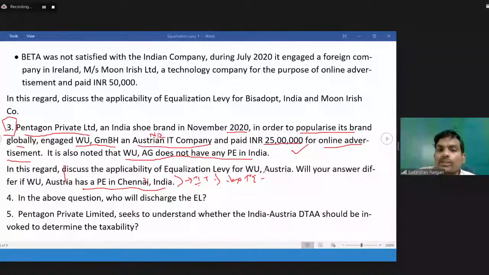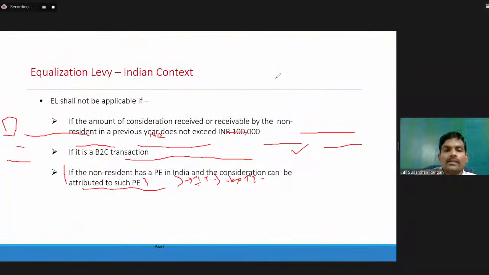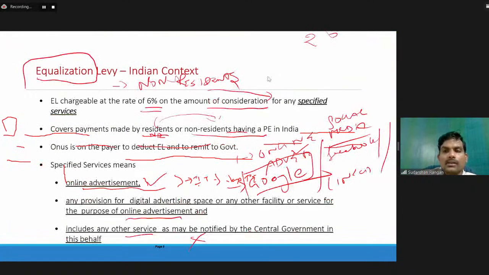So the idea is only to target them. If they have a PE in India, then I don't need to worry because I can always collect the tax from the PE. So therefore, keep this objective in mind. Since in the given case, the Austrian IT company does not have a PE in India, equalization levy will attract. So these are the aspects one needs to keep in mind to check the applicability of equalization levy.